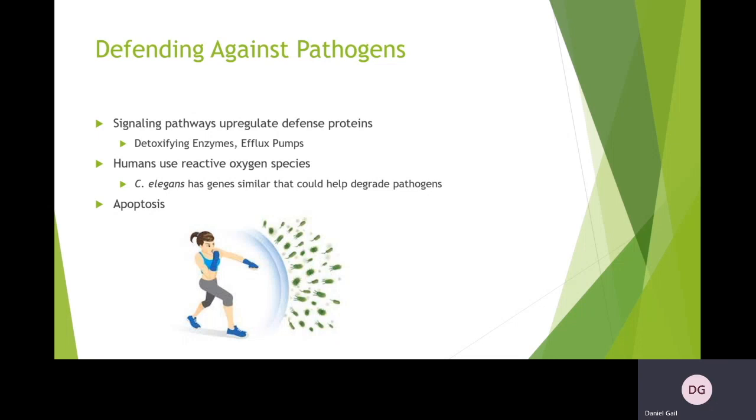Another way that both C. elegans and humans can defend against pathogens is through the use of reactive oxygen species. The enzyme BLI3 reduces oxygen to superoxide anions, which can be used by SKPO1 to create hypochlorous acid, which can degrade pathogens. Apoptosis has been shown to help defend against certain viral infections, and it is possible it is also used for other bacterial infections.